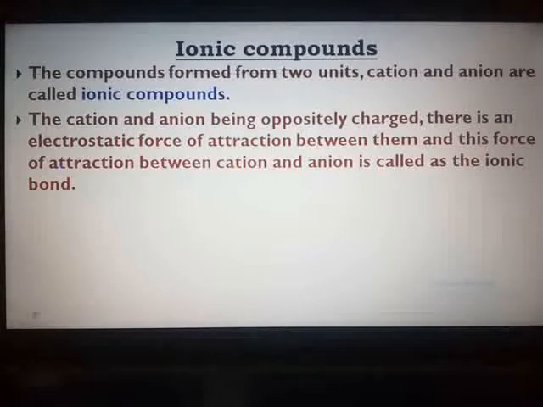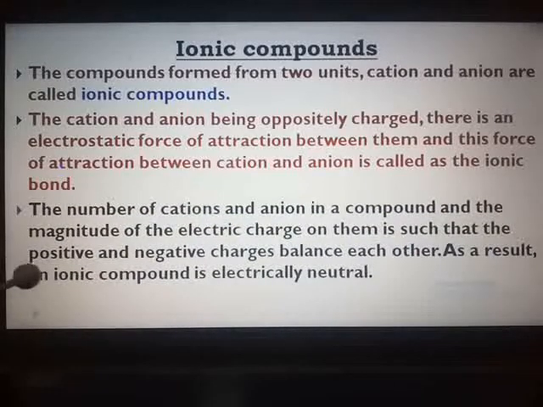I hope you have understood what are ionic compounds, what is an ionic bond. In the previous standards also you have studied about this. Now, the number of cations and anions in a compound and the magnitude of the electric charge on them is such that the positive and negative charges balance each other, and so we can say that an ionic compound is electrically neutral.